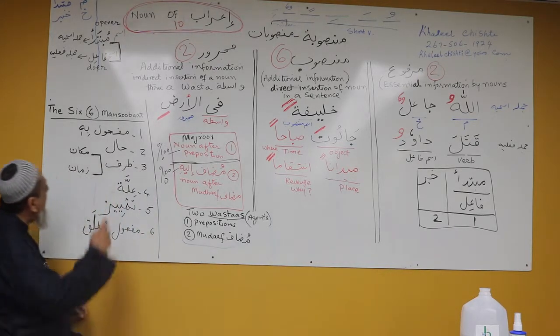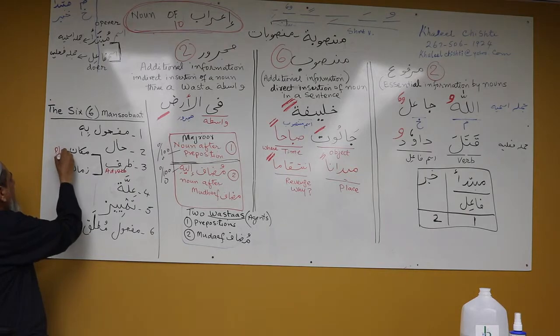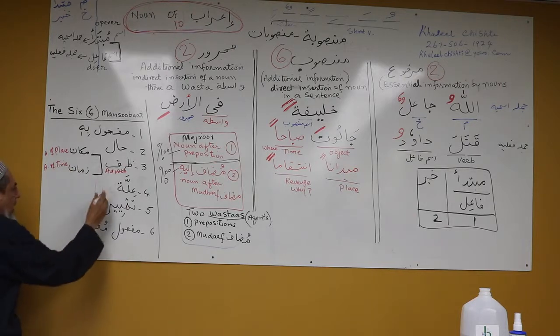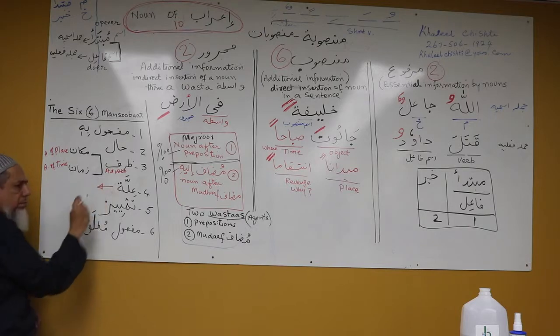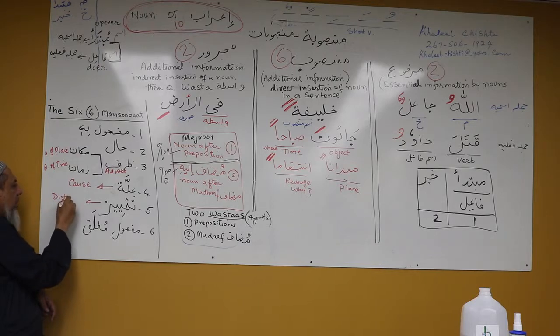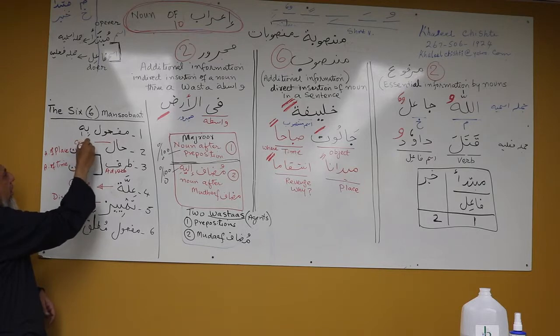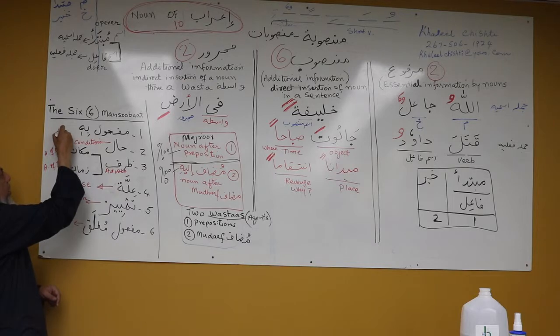Okay, you see this zarf is the adverb. Zarf means adverb: adverb of place or adverb of time. Makan means place, and zaman means time. Illa means cause, reason. Tamyiz is for distinction. And maf'ul mutlaq comes for emphasis. And hal is condition. And maf'ul bihi is the object.